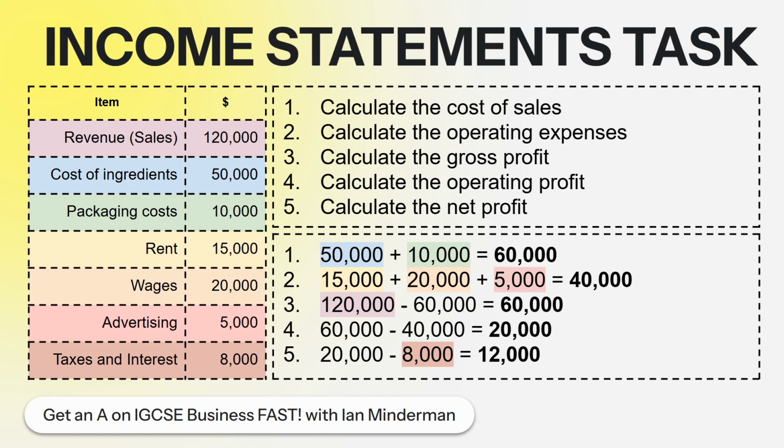Number 3, calculate the gross profit. Our revenue was $120,000 minus $60,000 because we already calculated the cost of goods sold, the cost of sales, so that's $60K. Now, the operating profit. Take that gross profit of $60K minus $40K, that gives us $20K. And now we take that $20K and we subtract the taxes and interest charges, and that gives us $12,000.